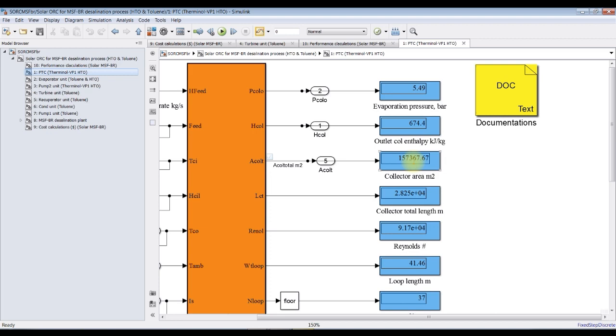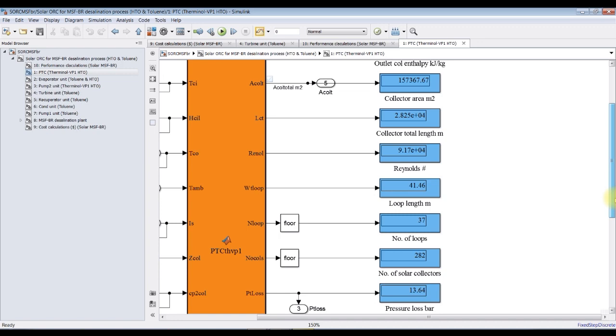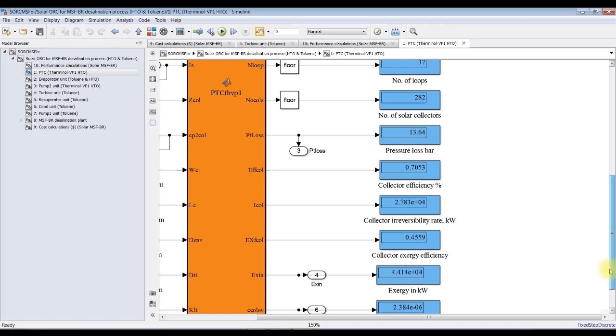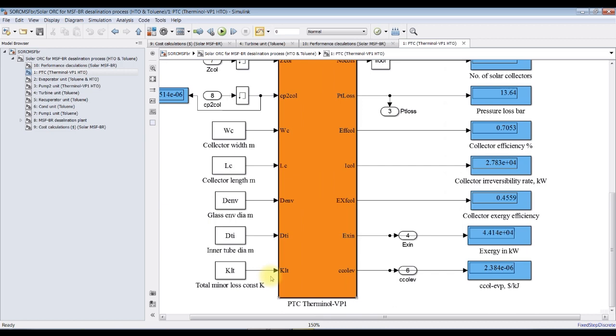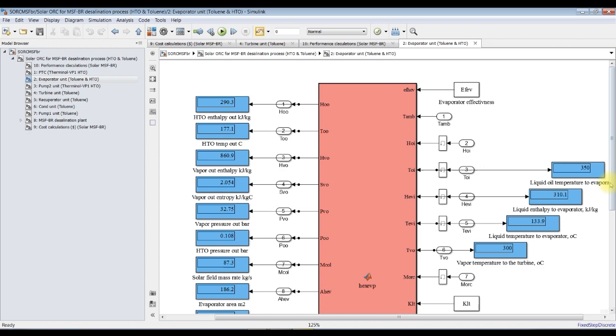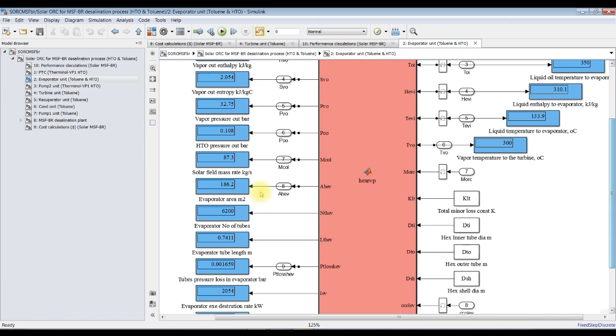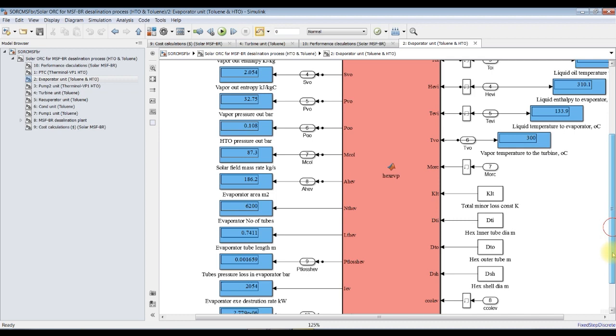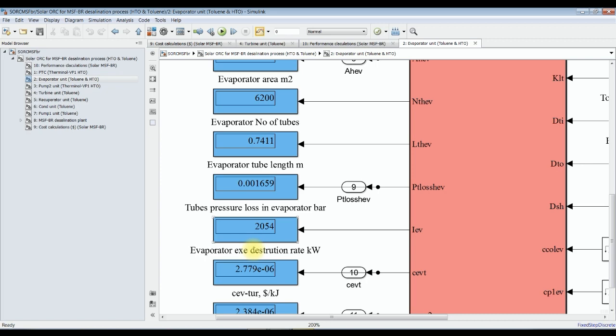For the parabolic trough, this is our area: the area consumption, Reynolds number of loops, number of solar field collectors, exergetic cost streams, and so on. For the brine boiler heat exchanger unit: outlet oil enthalpy, outlet temperature, outlet vapor, the pressure, mass flow rate through the solar field, area of the boiler heat exchanger unit, and exergetic irreversibility rate. Exergy destruction rate.